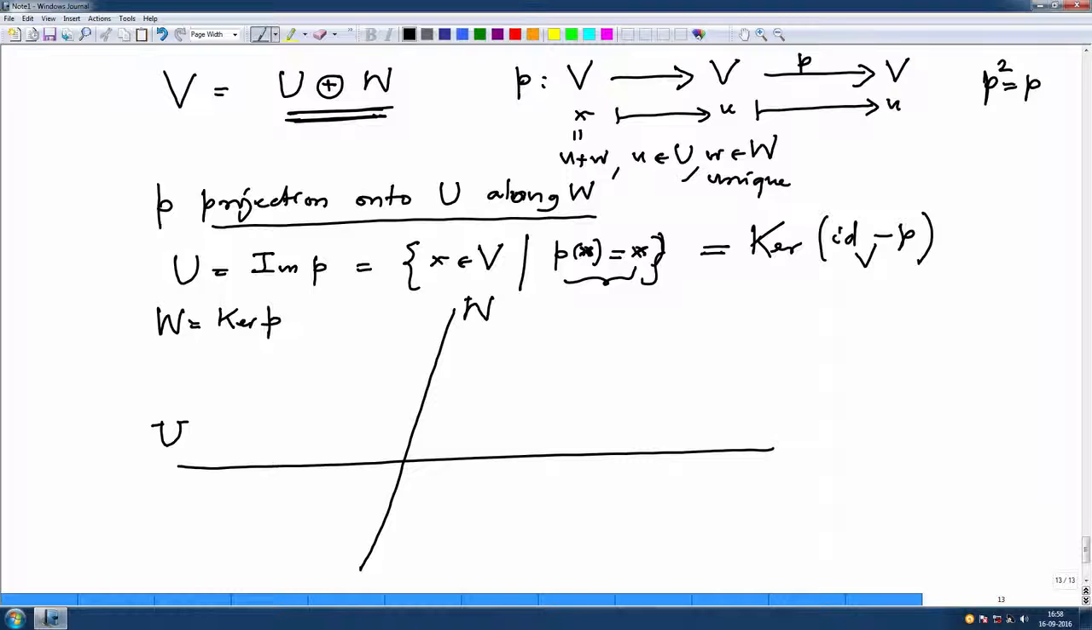So, if I have an arbitrary x here, which is U plus W, then what will be P of x in the picture? It will be this, which is nothing but U. This U is the image of P. W is the kernel of P. This is 0 here. They intersect in 0 only. You see, the picture is clear.